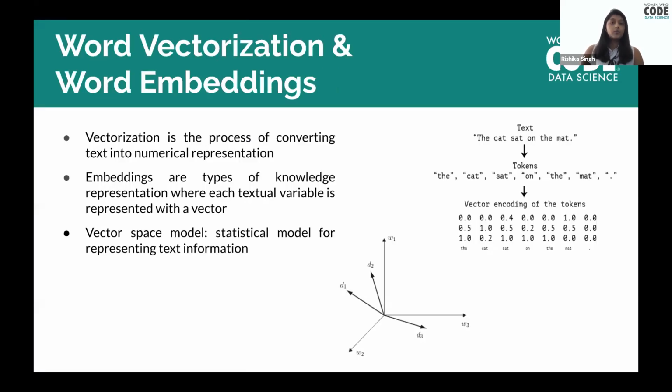So word vectorization and word embeddings. Vectorization is a process of converting text into numerical representation. Embeddings are the types of knowledge representation where each textual variable is represented with a vector. And a vector space model is a statistical model for representing text information. There's various applications with text regression, which is a prediction of the next words. And this can be broken down into classification or clustering, such as document similarity.